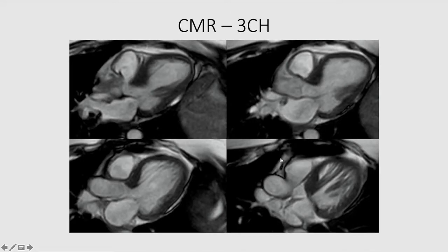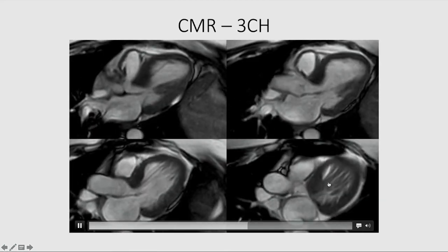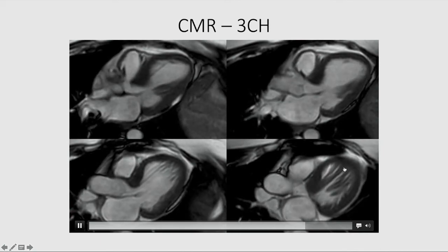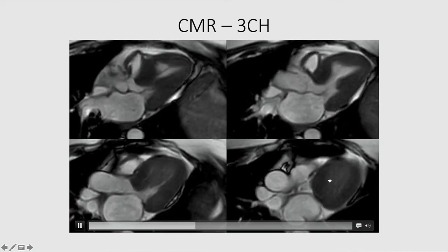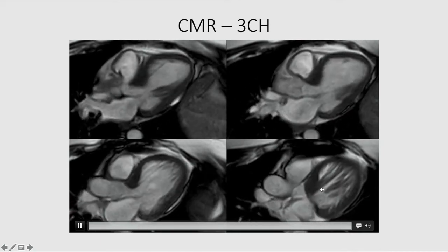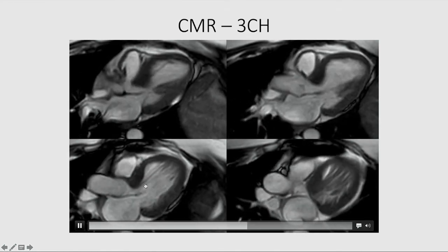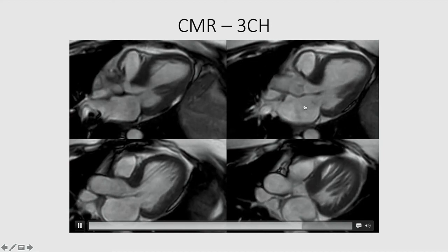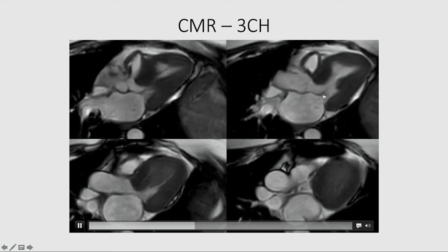In the three-chamber view, you can beautifully see the abnormal and thick apical-basal muscle bundle. This was arising from the LV apex and attaching to the base of the interventricular septum near the LVOT. So this was the cause of LVOT obstruction in this patient. Incidentally, you can also see the elongated anterior mitral leaflet of the mitral valve here.